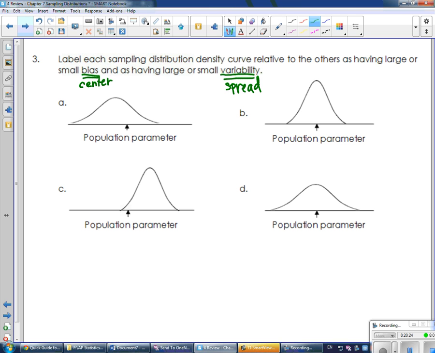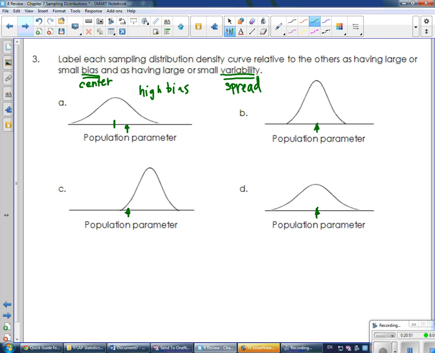So if I take a look at letter A, notice that in each one of these cases, the population parameter is this little arrow. So that's where the center of all my distributions should be if they are unbiased. If I look at letter A, the center of this curve is actually here. And since it's not centered around the population parameter, I would say that this has high bias.